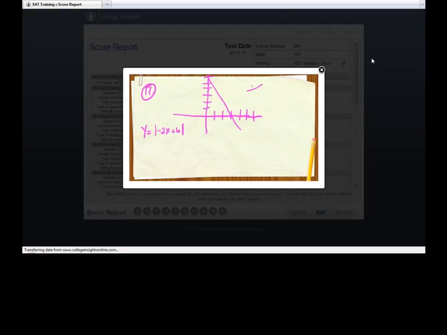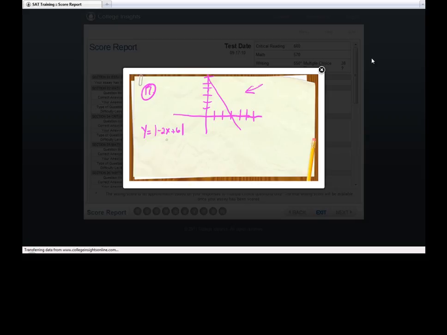This is the graph of y equals negative 2x plus 6. And we're asked to find the graph in the answer choices that would be the graph of y equals the absolute value of negative 2x plus 6. So let's just throw a couple of points in there.